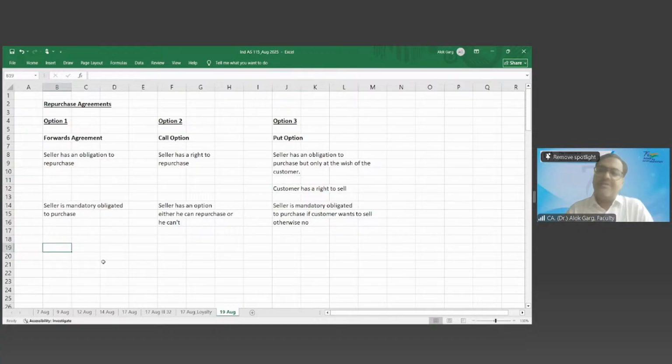Now let's understand the accounting part. So what is the accounting in case of forward agreement and in case of call option, right? I'll talk about these two accountings, option 1 and option 2, and then I'll come to option number 3. So I'll talk about these three accountings. I hope up to this level, everything is clear. Any doubt on forward agreement, call option, put option? I believe there is no doubt. No doubts. Very good.